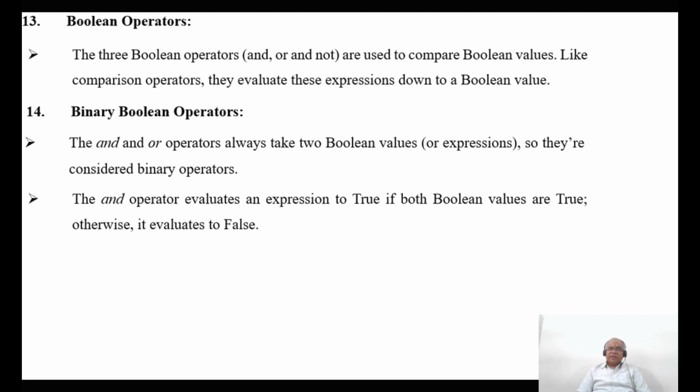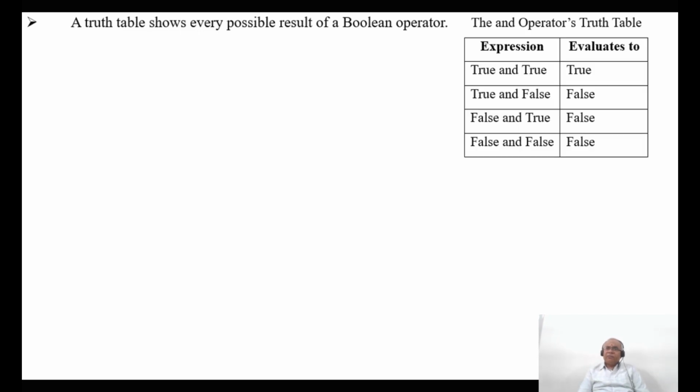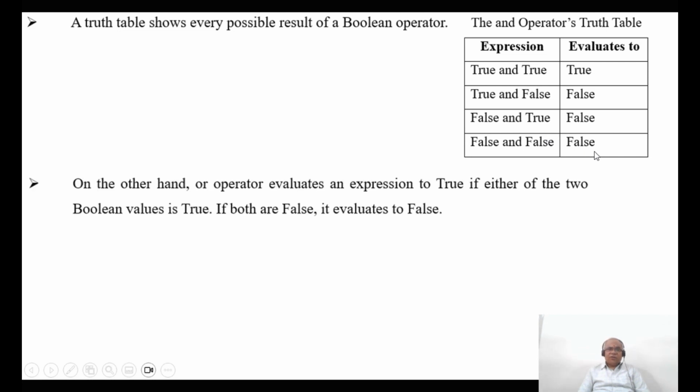The AND operator evaluates an expression to true if both the values are true, and otherwise it evaluates to false. So we have an example. True and true is always true. True and false is always false. False and true is always false. False and false is always false. A truth table shows every possible result of the Boolean operators. True and true evaluates to true. True and false evaluates to false. False and true evaluates to false. False and false evaluates to false.